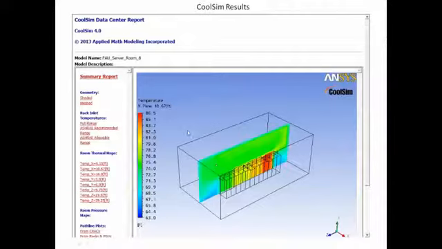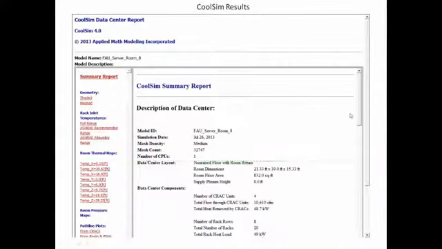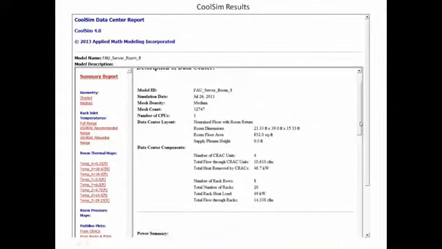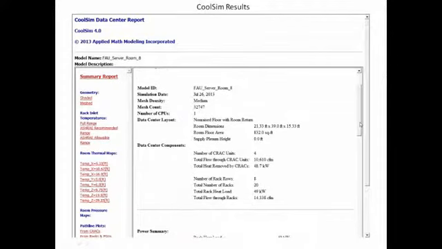And so for each slide in a PowerPoint deck, you can have many, many variations of your design to show your customer or show a colleague or what have you. But let's look at first the summary report. Here's the summary report. This is a text-based summary. It talks about the total heat removed from the room.